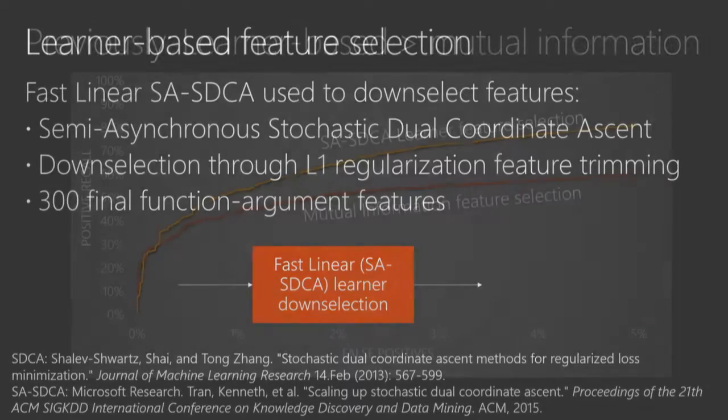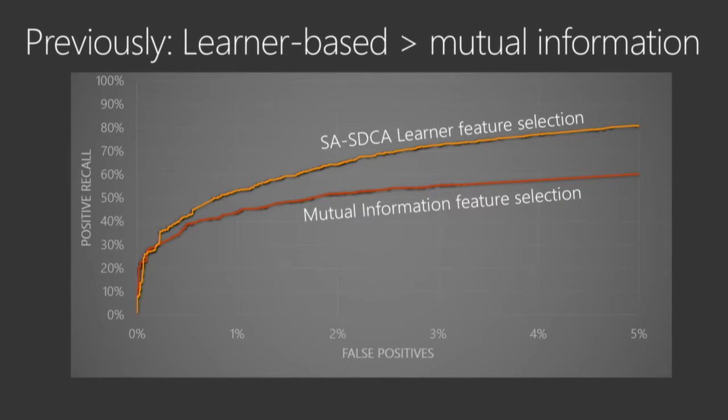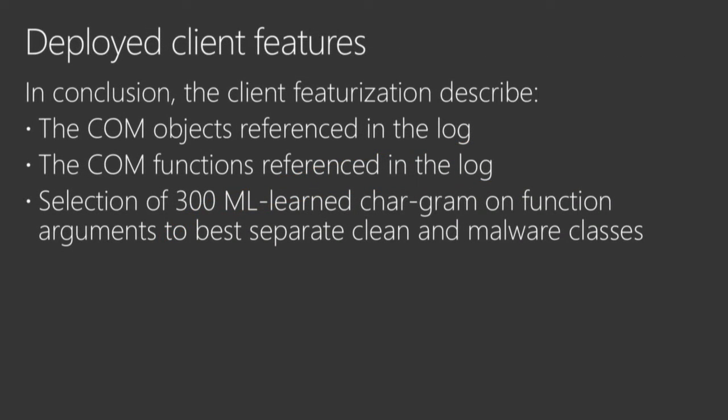So we have done some comparisons before using this learner-based feature down selection versus, for example, mutual information. When we did the comparison versus mutual information, we found that the learner-based approach provided better classification using the resulting features. So that's why, from previous experiments, we found that the learner-based was more effective, at least than mutual information. However, there might be other ways that might be better than learner-based. OK, so then we deploy.